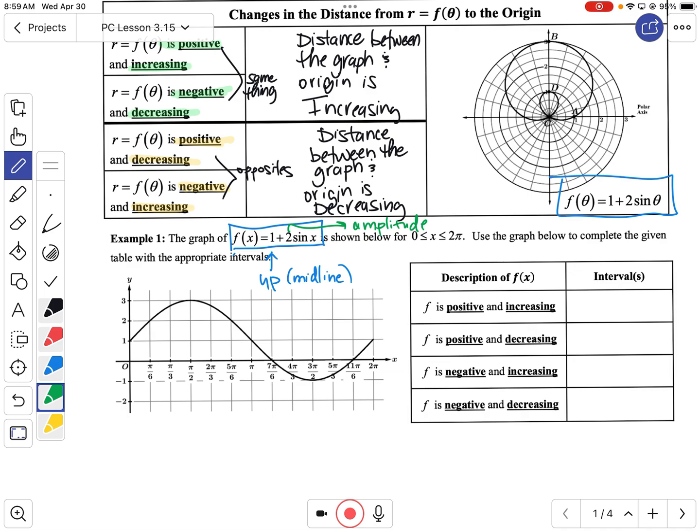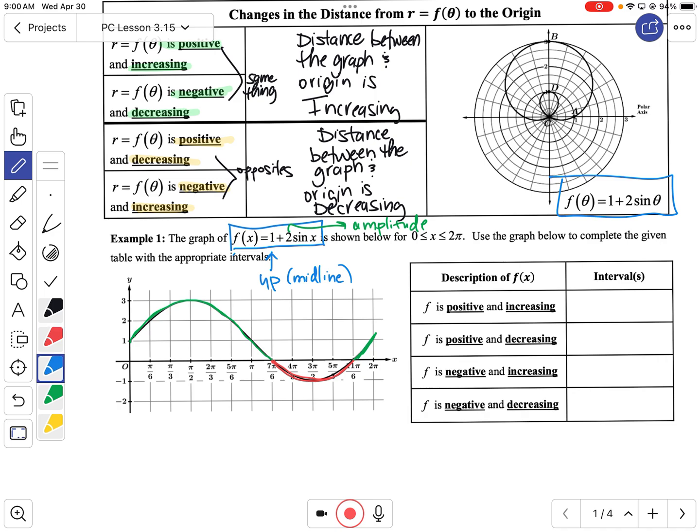So let's look at this picture and see if we can figure out where it is positive. So I have positive y values. Let's do positive first. It's positive anywhere it is above the x-axis. Okay, so there are my positive intervals. And then it's going to be negative under the axis. So I've got positive and I've got negative.